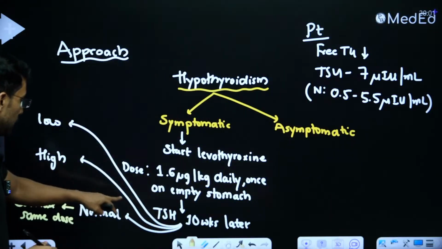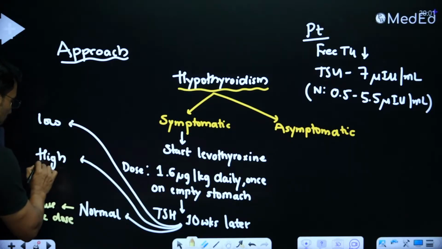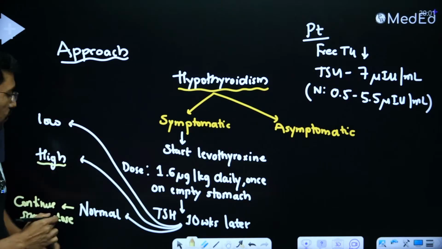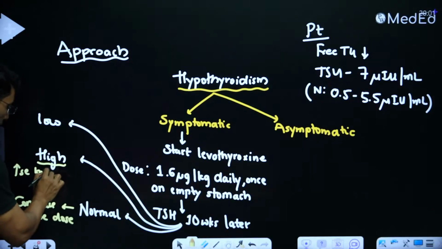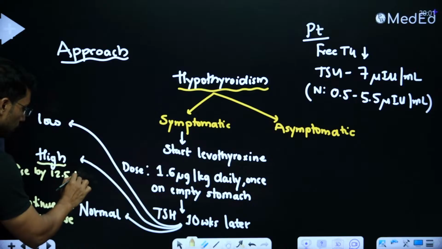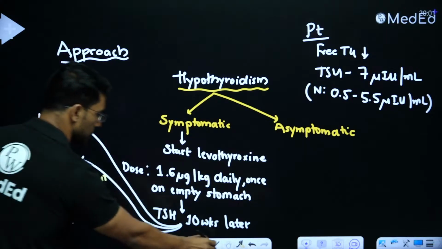So if it is 10 weeks later, if it is high, then what should I do? If TSH is still high, it means it is not well controlled. I have to increase by 12.5 to 25 micrograms.